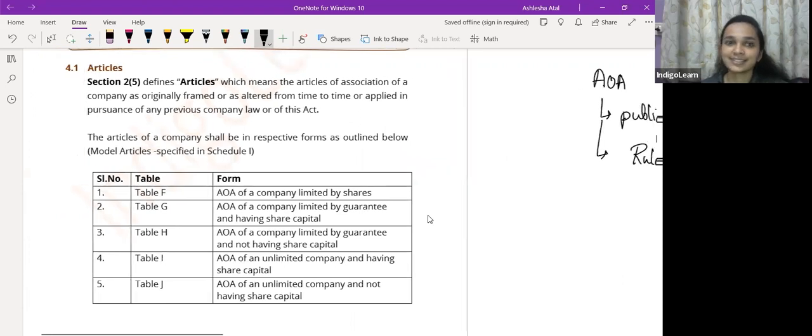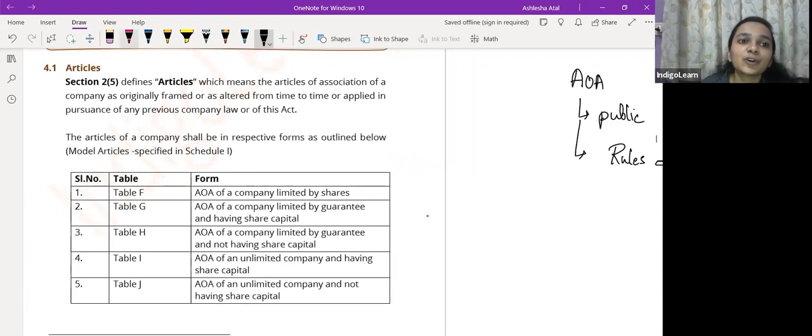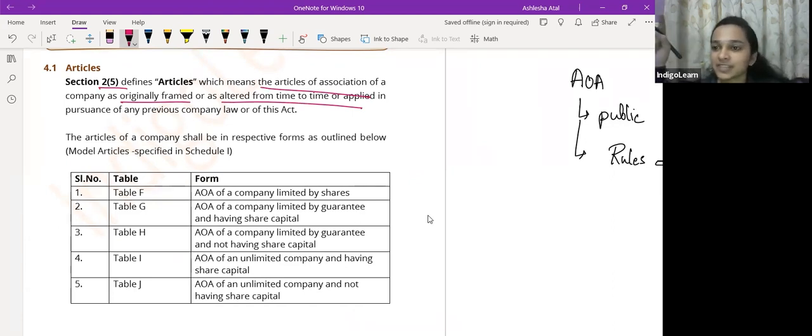Definition of articles. So Section 2 clause 5 defines articles. It means the articles of association as originally framed or as altered from time to time or applied in pursuance of previous company law or of this Act. मतलब very simple. जो original framed होगा वो, या फिर as altered from time to time. Articles का भी alteration possible है, which we will understand in tomorrow's class.